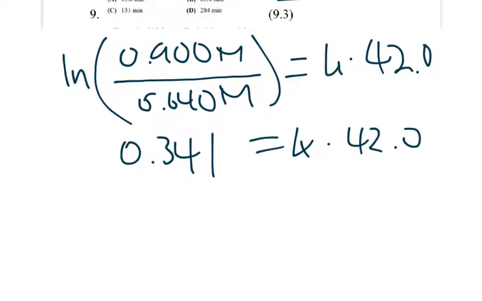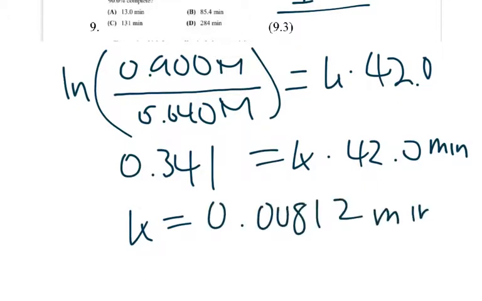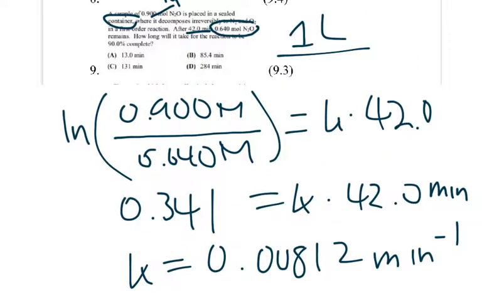And this is equal to K times 42.0. And dividing both sides by 42.0, we get 0.341 divided by 42.0. And K turns out to be, well, actually, I want the minutes here. And K is 0.00812 minutes to the negative 1. Now we need to find out how long it will take for the reaction to be 90.0% complete.